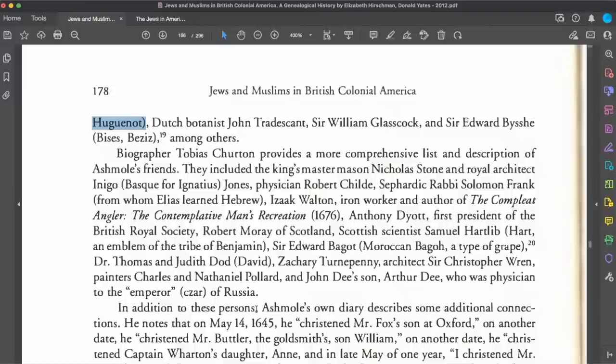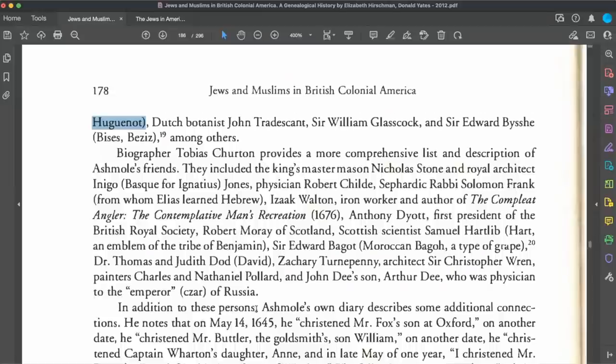Oh, we got more. They included the king's master mason, Nicholas Stone, and royal architect Inigo Jones, physician Robert Childe, Sephardic rabbi Solomon Frank, from whom Elias learned Hebrew, Isaac Walton, ironmonger and author of The Compleat Angler, the Contemplative Man's Recreation, 1676, Anthony Dyot, first president of the British Royal Society, Robert Moray of Scotland, Moray, Scottish scientist Samuel Hartlib, heart and emblem of the tribe of Benjamin, Sir Edward Bagot, Moroccan Bago, a type of grape, Dr. Thomas and Judith Dodd, David, Zachary Turnipenny, architect Sir Christopher Wren, painters Charles and Nathaniel Pollard, and John Dee's son, Arthur Dee, who was physician to the Emperor Tsar of Russia.